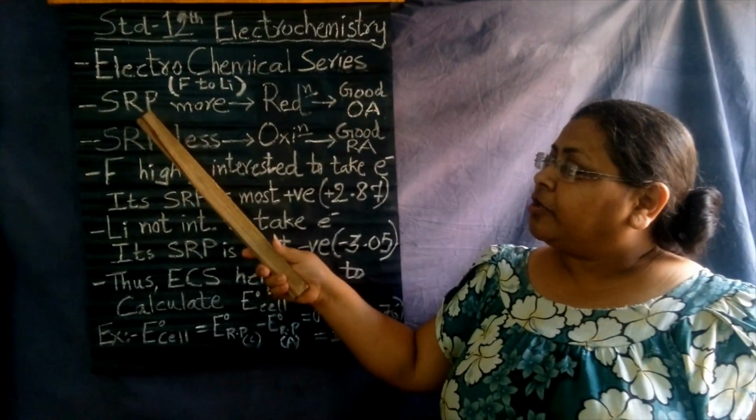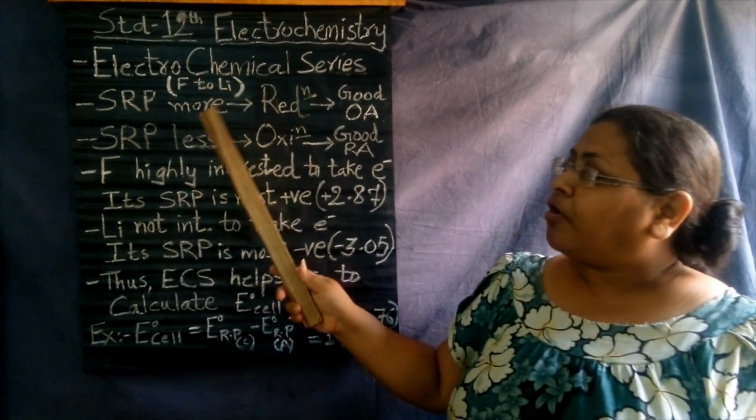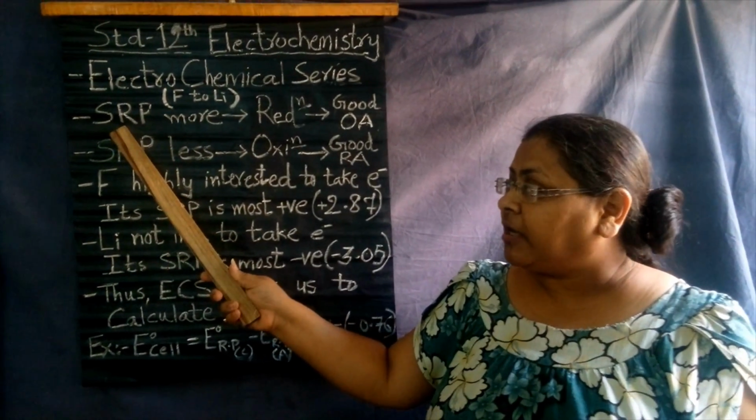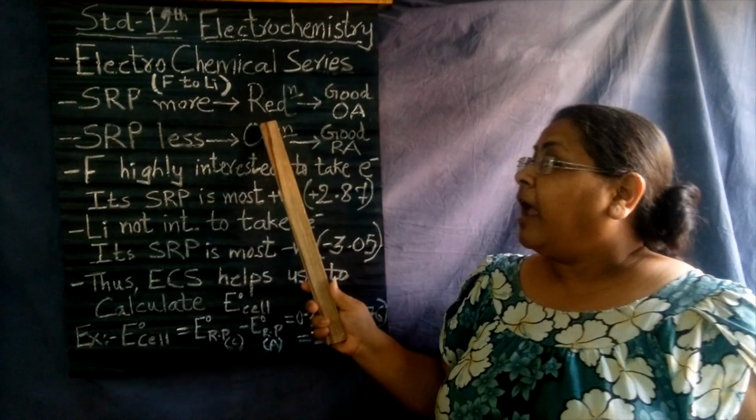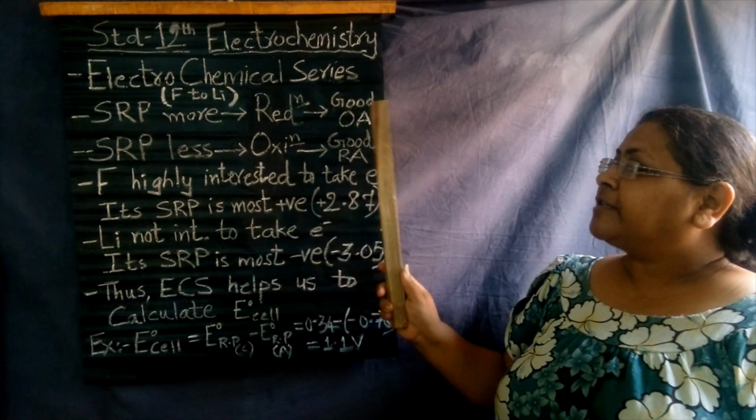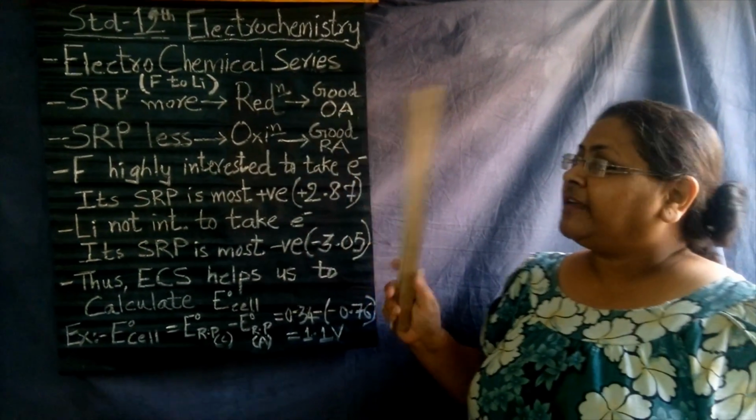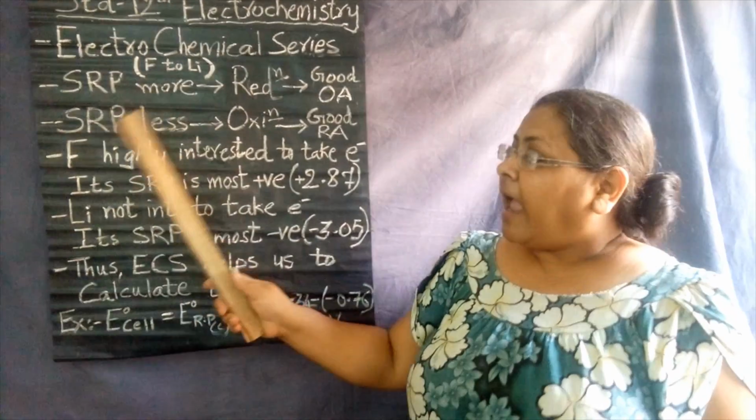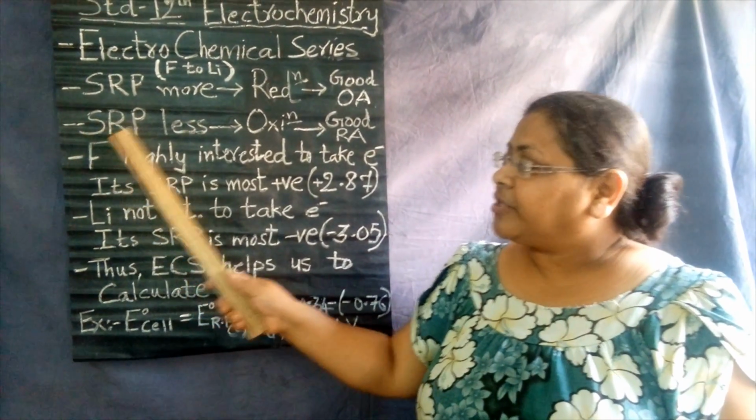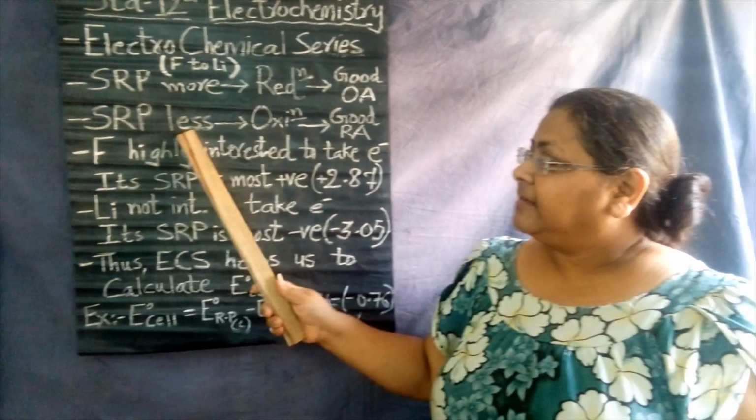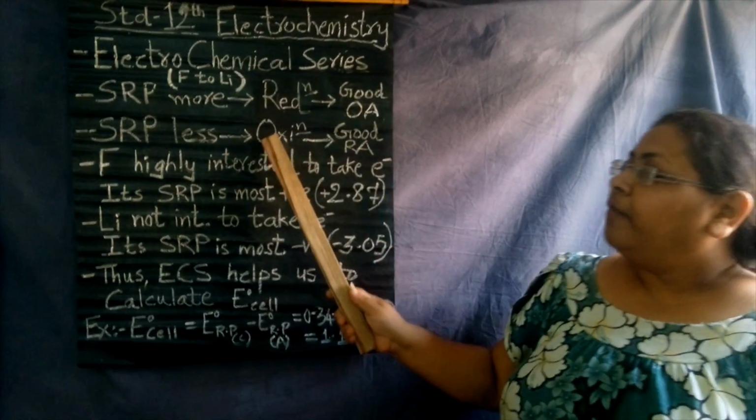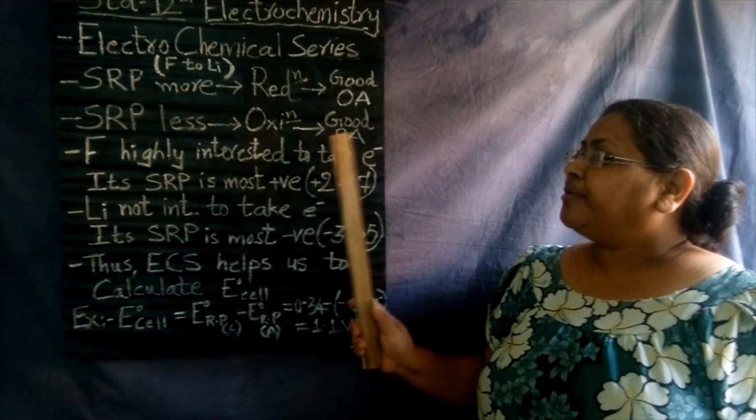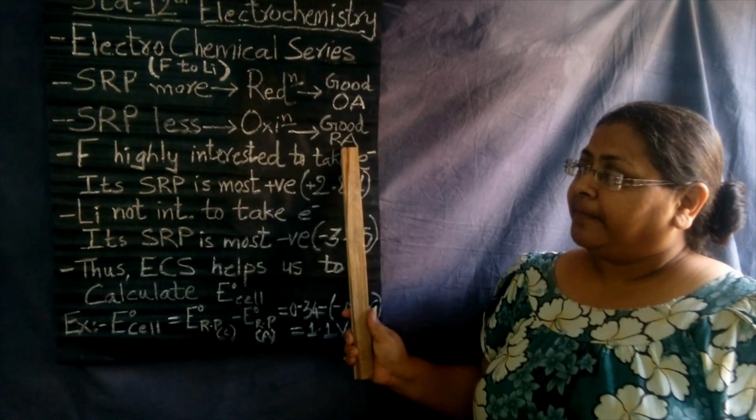The half cell whose standard reduction potential value is more undergoes reduction and will be considered a good oxidizing agent. Those whose reduction potential is less will undergo oxidation and will be considered a good reducing agent.